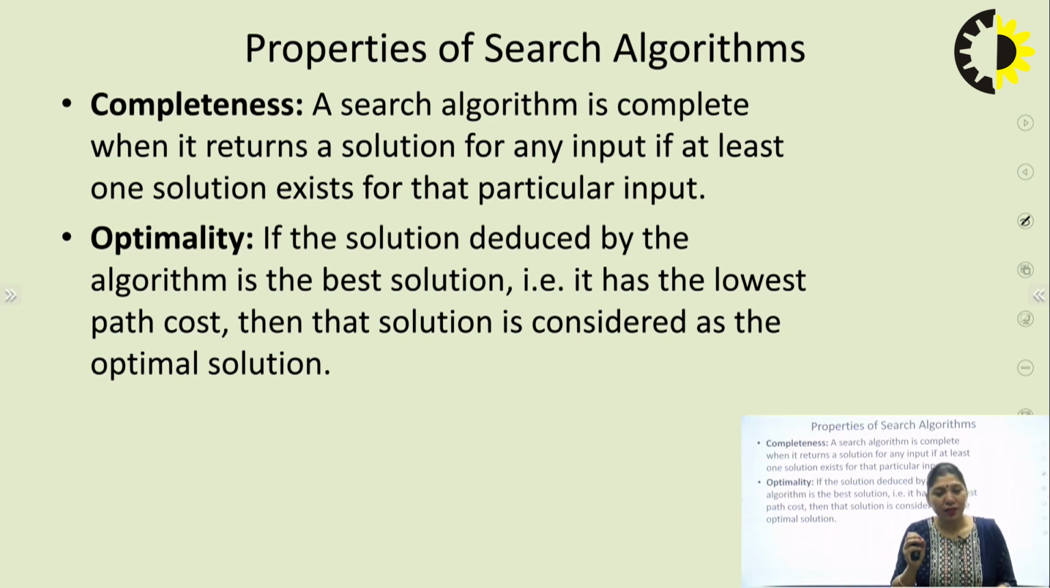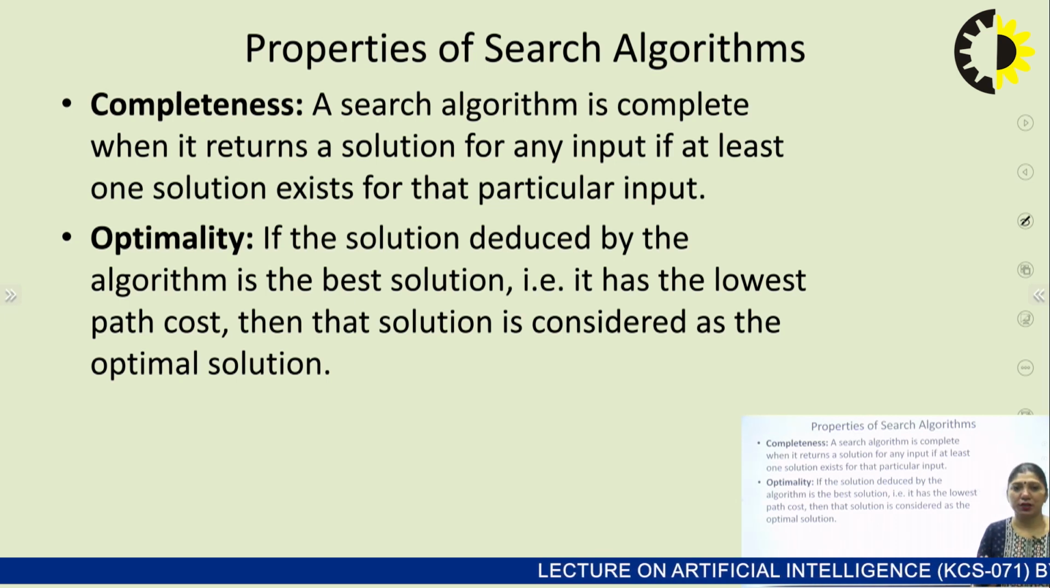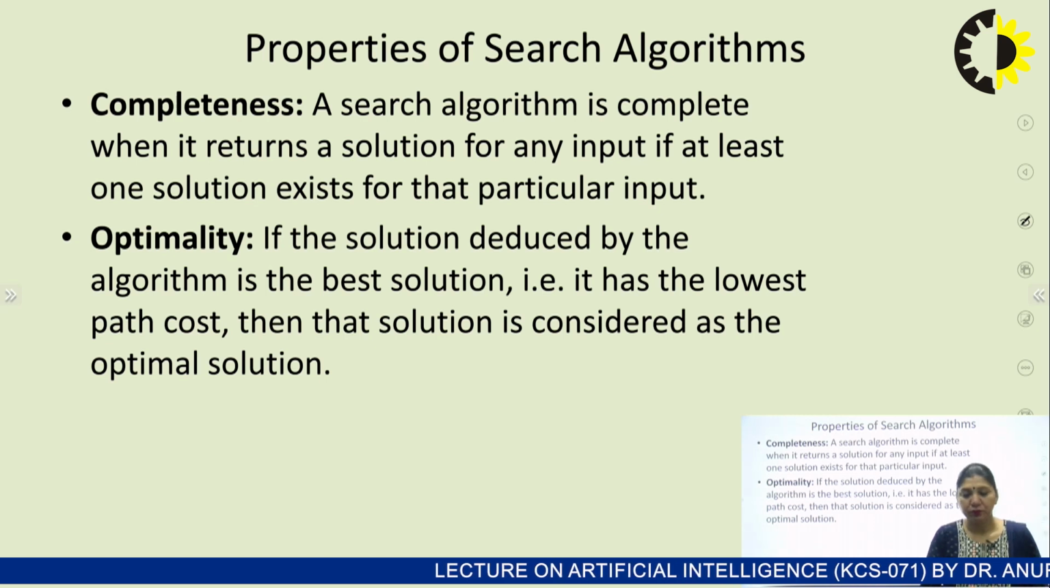So the algorithm should be such that it provides the best solution. That is why it's mentioned here: if the solution deduced by the algorithm is the best solution, it has the lowest path cost, then the solution is considered as the optimal solution. Getting my point, everyone? Good.